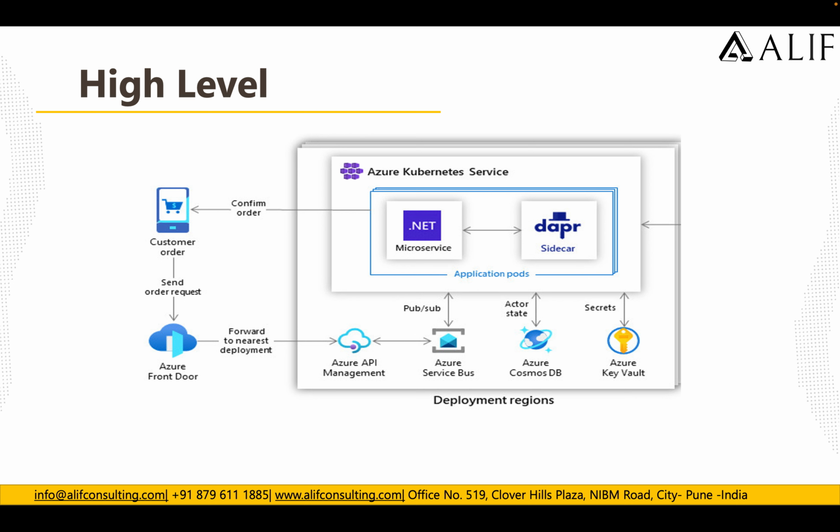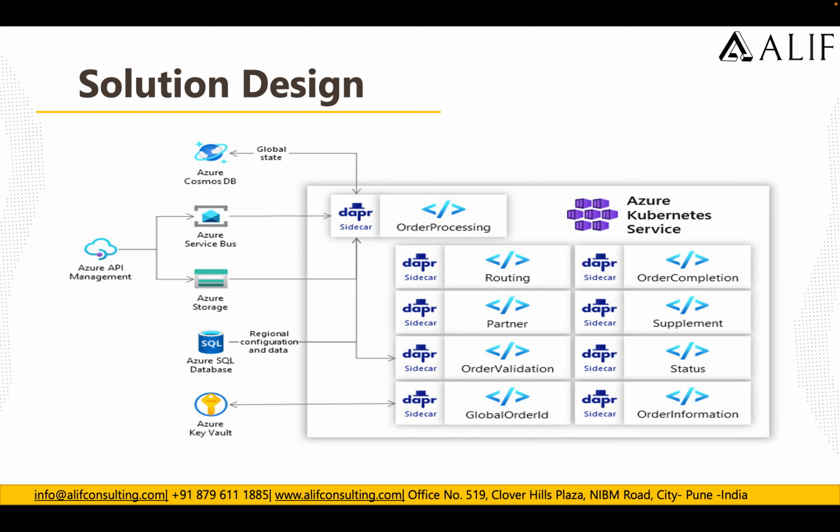The request comes to API management. API management sends that request to the Service Bus. Service Bus picks up that request and stores all of the order information into the storage account, and then Dapr and the microservices in Kubernetes further process the order to the next level. This is the detail, right? So this is how their deployment has been done into multiple global regions.